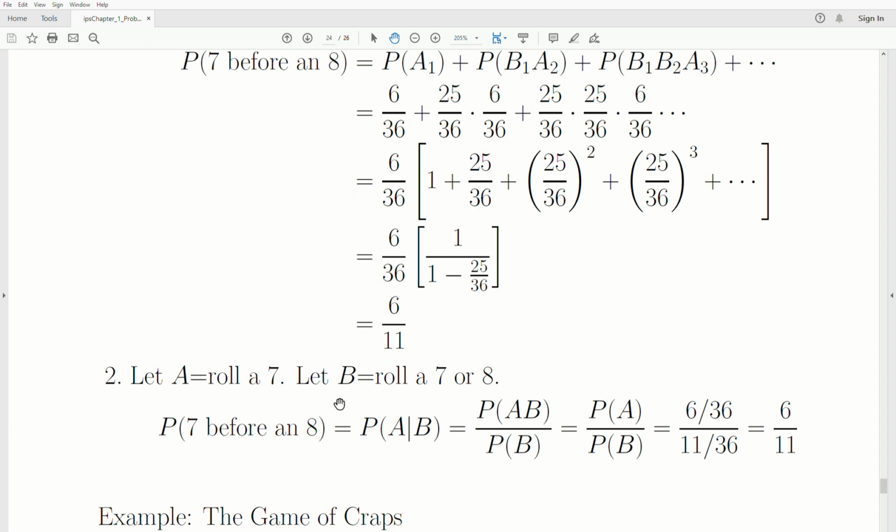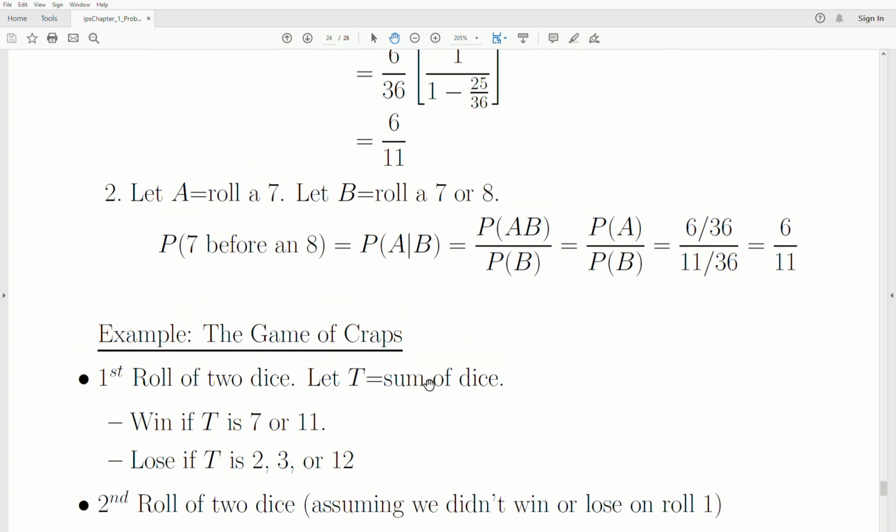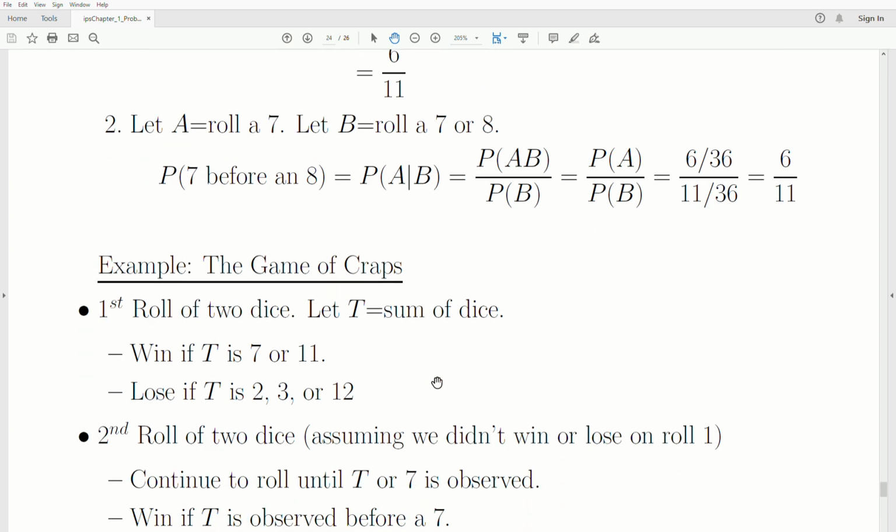And it's our last example. It's the game of craps, which I was talking about earlier. And here's a brief explanation of how to play.